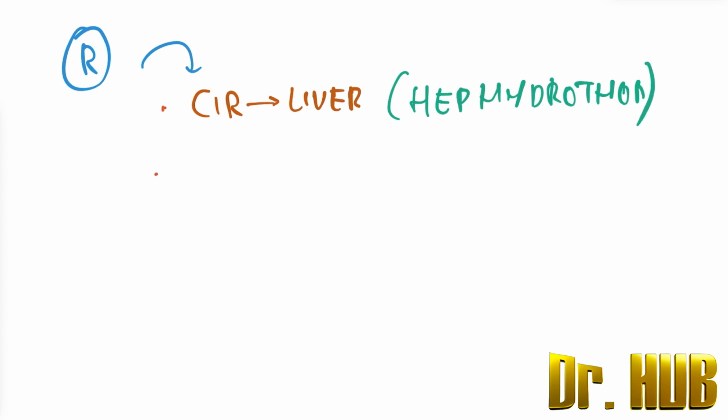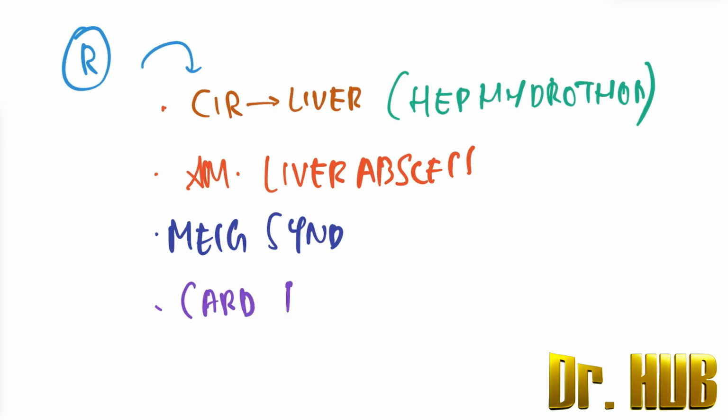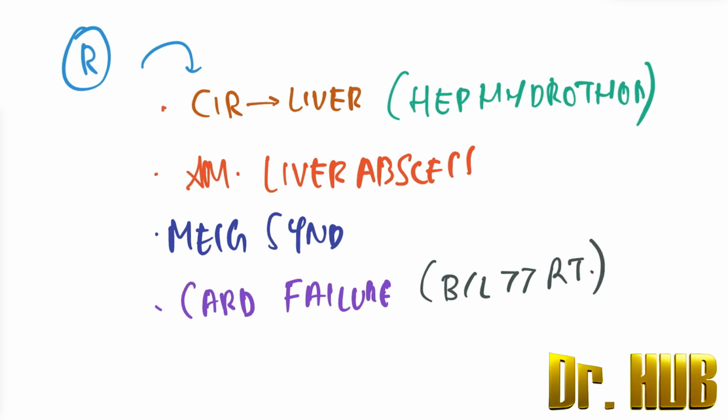Next, it may be due to the amoebic liver abscess. Then comes the Meigs syndrome. There is the Meigs syndrome, and also the presence of cardiac failure. So in cardiac failure, the bilateral effusion is much more common than that of the right side alone.